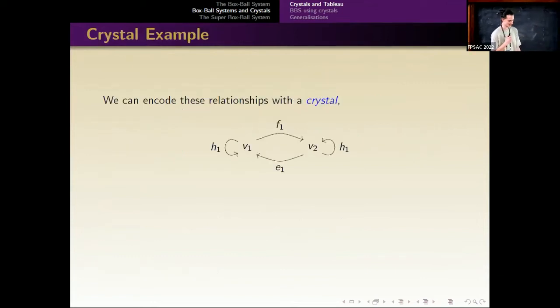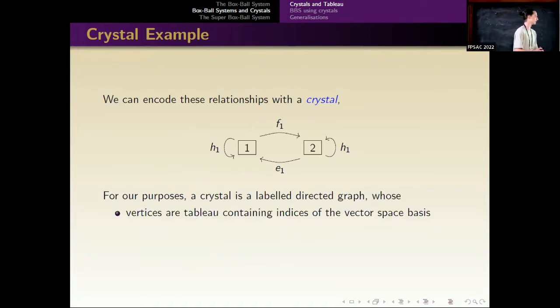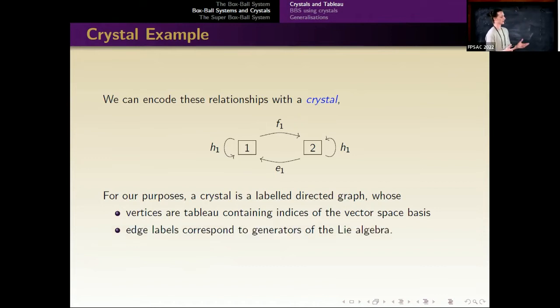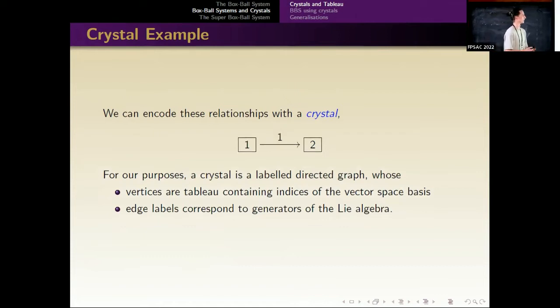And we can encode this relationship with a crystal, where we can think of crystals as kind of like a label-directed graph. We have vertices that index the vector space basis, and we have edge labels that correspond to generators of the Lie algebra. We can simplify this by removing the H generators, and then remove the lowering operator. And we're left with the following crystal for GL2.